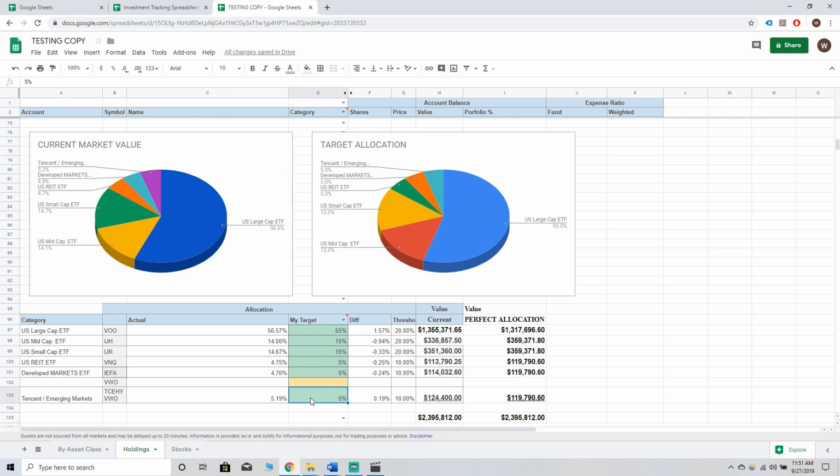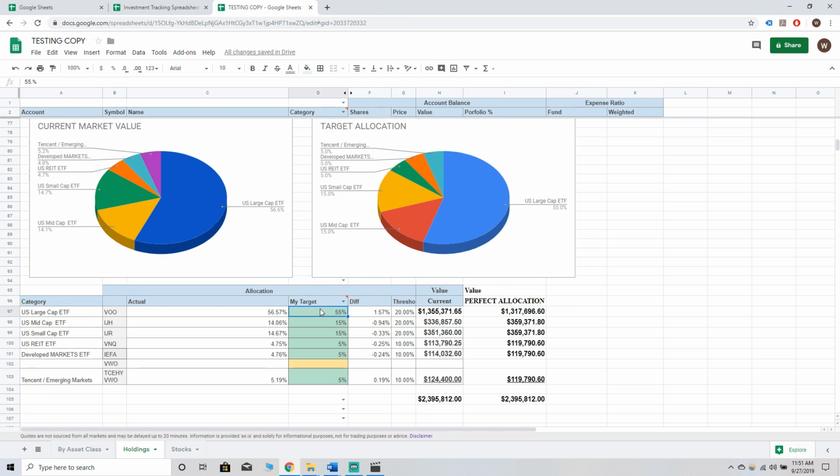We have our target percentage, much like before, which correlates to this spreadsheet. Same target allocation, just like in the spreadsheet before. We have our difference, which is the difference between the target and the actual, which corresponds with this spreadsheet. And we also have our thresholds. Again, we have perfect allocation, which is the perfect target divided by the total market equity. You can see it's this field times this field. And in this scenario, they're quite similar.